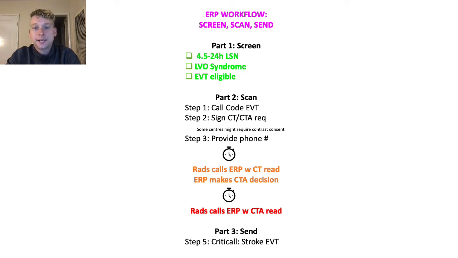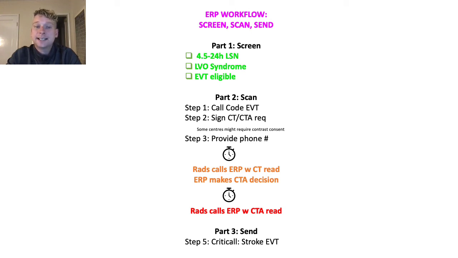Part 1, screen. If it's greater than 4.5 hours and less than 24 hours, this patient might be eligible for LVO. Screen them for symptoms, and if you think that they have an LVO syndrome, screen them for eligibility criteria. If everything looks good to go, move on to part 2, scan.